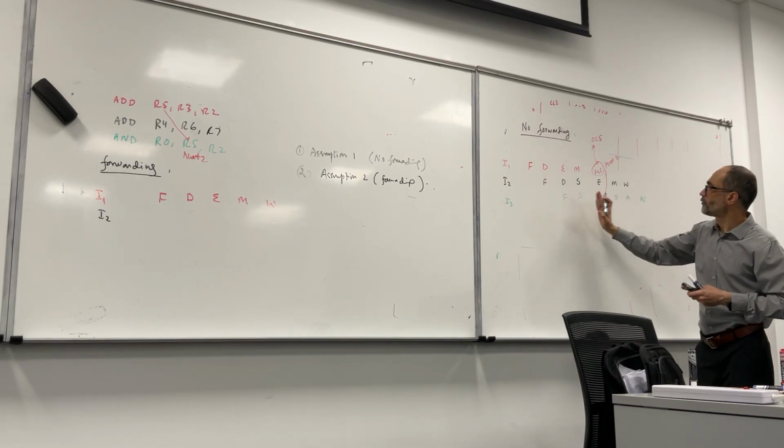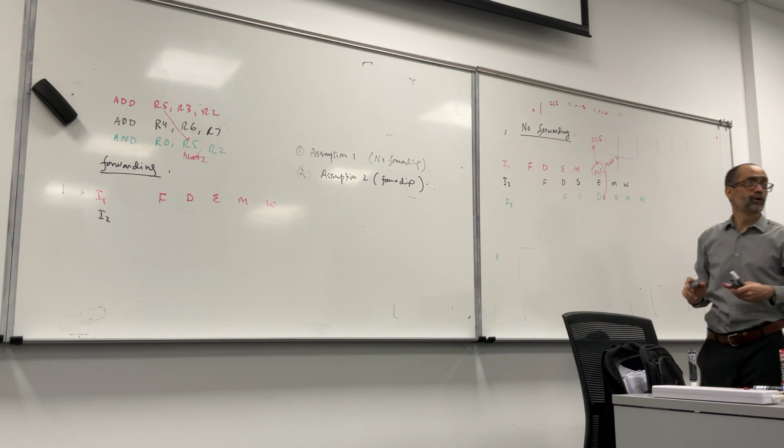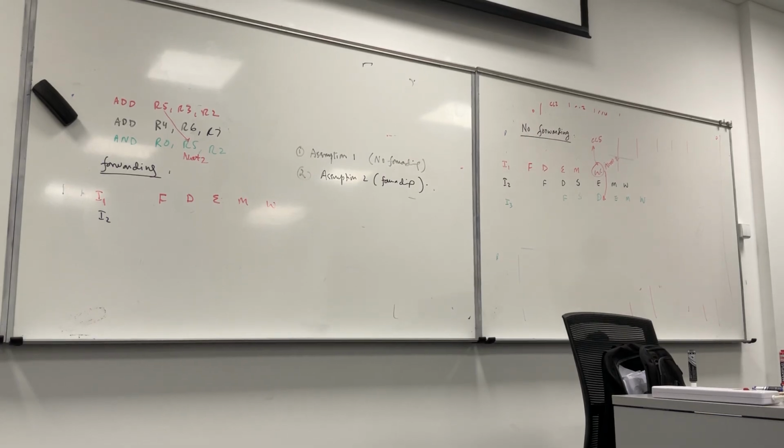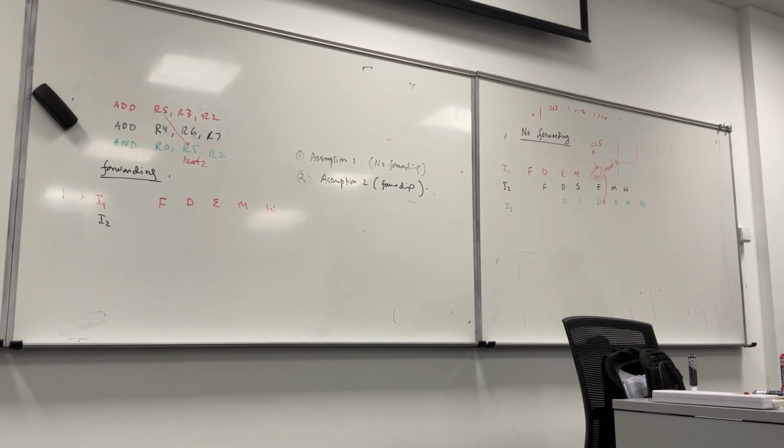1, 2, 3, 4, 5, 6, 7, and 8. How many clock cycles are required? 8. Now, please remember, we have 3 instructions and we have one stall. In the previous case, we had 2 instructions and 2 stalls. But now we have one stall.